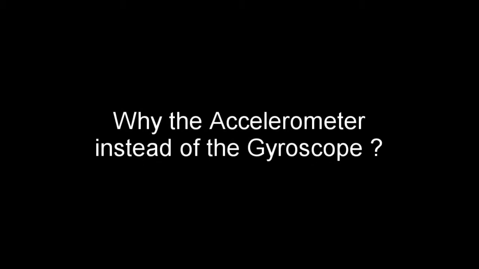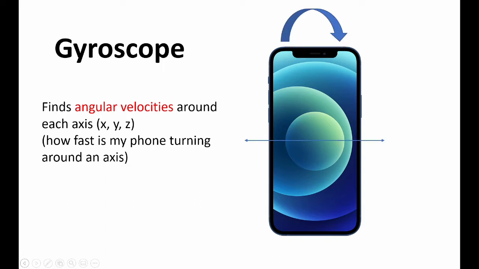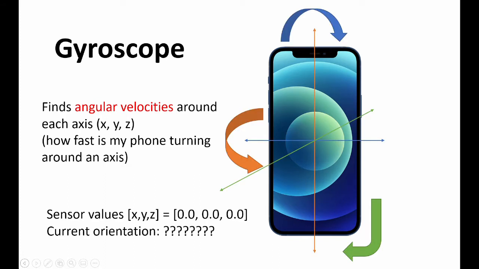Okay, a little parenthesis on why I need the accelerometer instead of the gyroscope. The gyroscope was just calculating velocities around an axis, which was nice, but as soon as I left my phone standing still, all the values would go to 0 and I would not be able to know exactly where I am in terms of orientation.